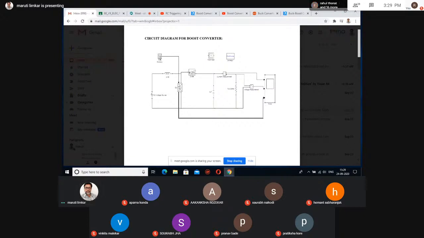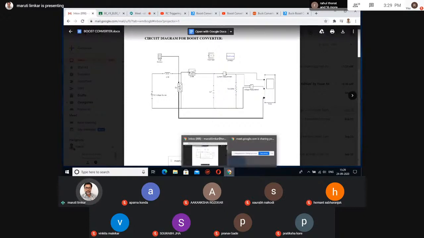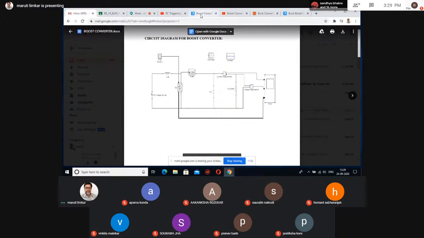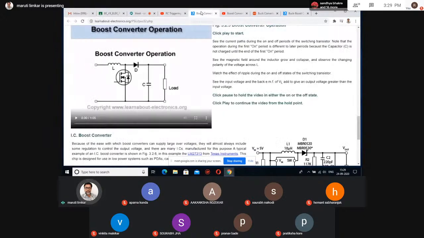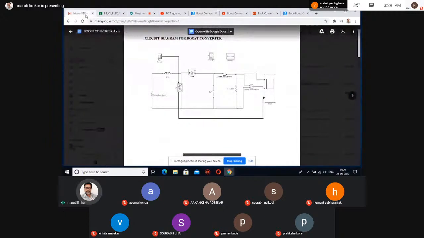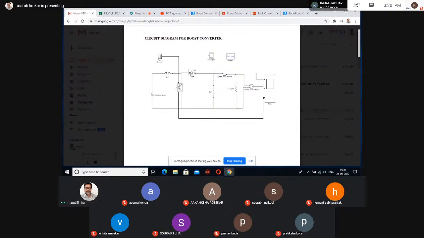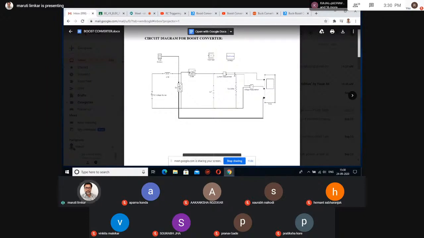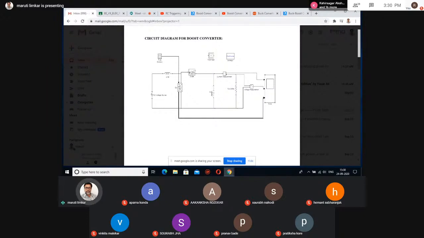Then here we will require the diode. Here, this is a diode. So from the library, you have to select the diode. So this is a diode. Then there is a capacitor.